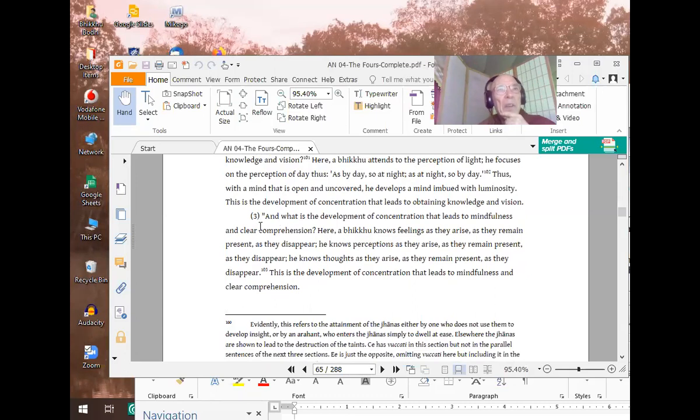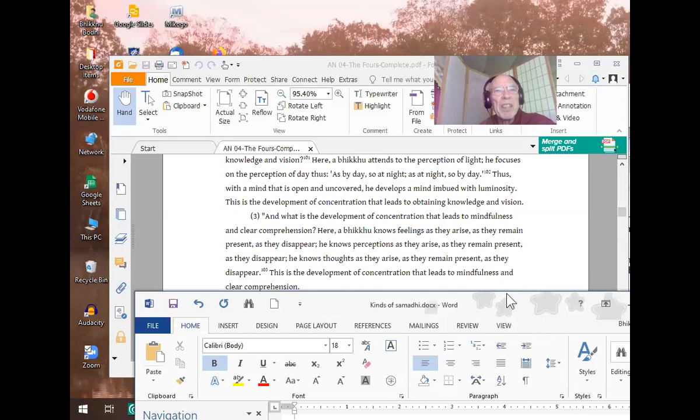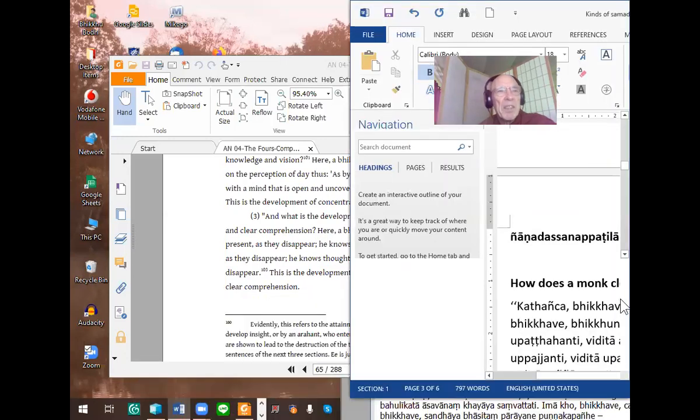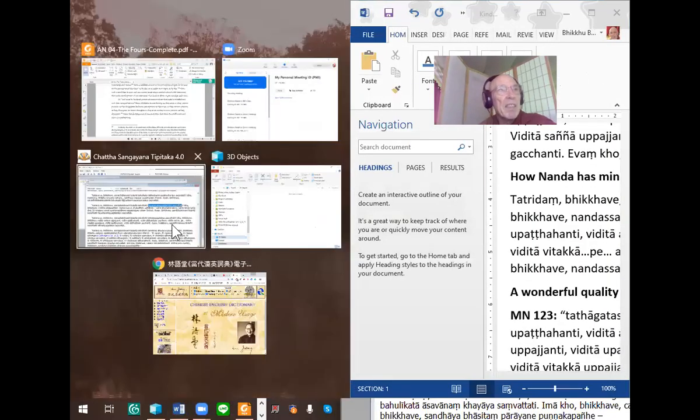Okay, now we'll go on to the third development of concentration. And this is called the development of concentration that leads to mindfulness and clear comprehension. Okay, we can look at the Pali here.